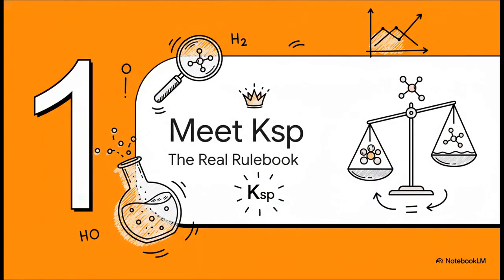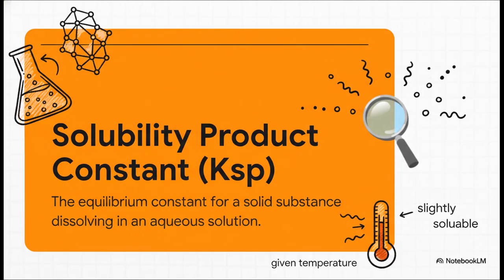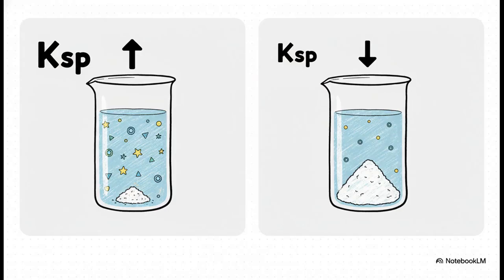Okay, so if these things dissolve just a tiny bit, how on earth do we measure that? How do we put a number on that equilibrium? Well, that is where our star for today's show comes in, the Ksp. So the official definition is that Ksp is the equilibrium constant specifically for a solid dissolving. But think of it this way. It's just a number that tells you exactly how soluble one of these slightly soluble compounds really is at a certain temperature.